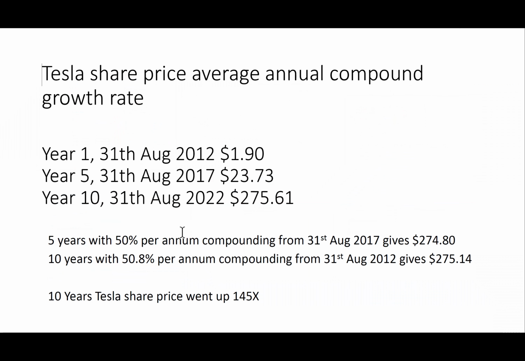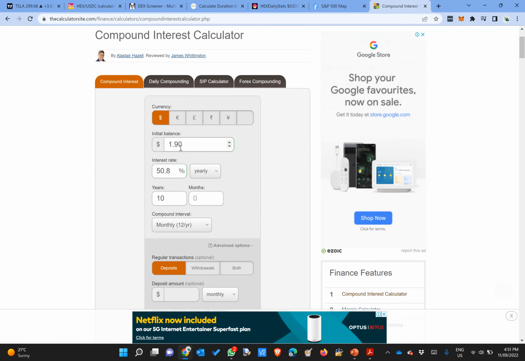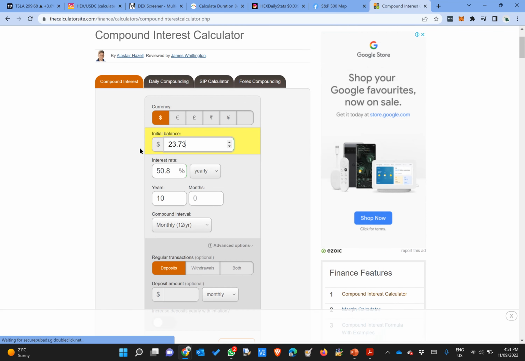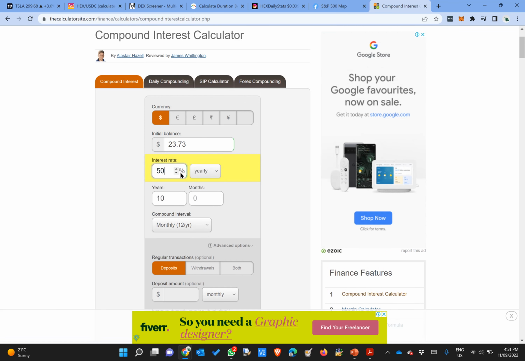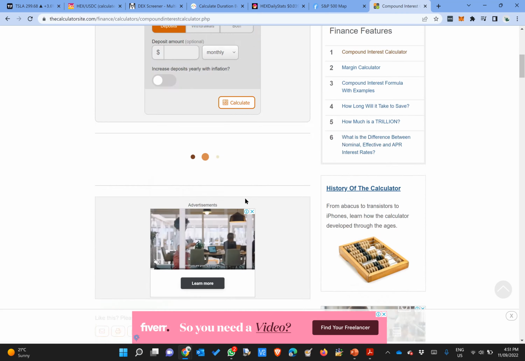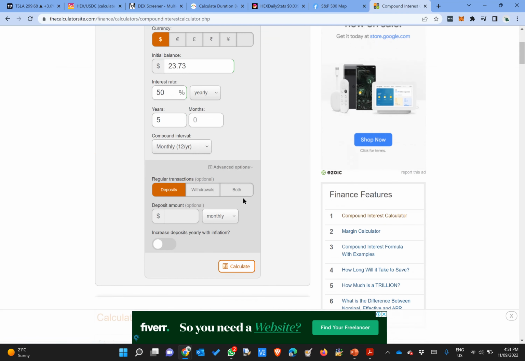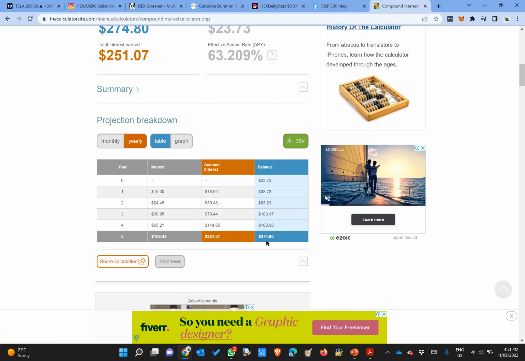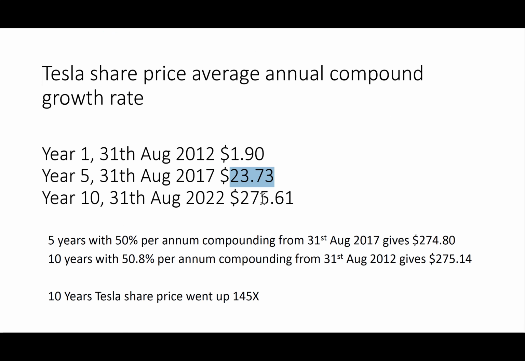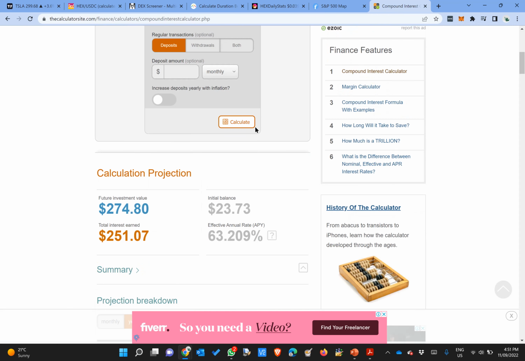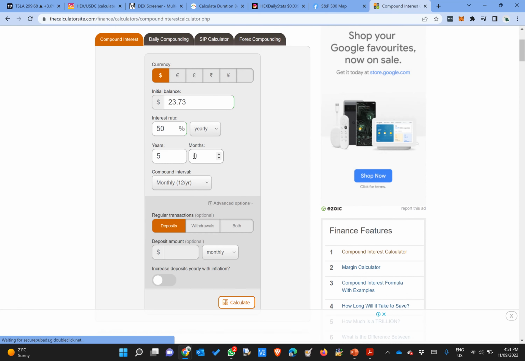Now, if we look at the last 5 years, let's put in 23.73 and see what happened. Okay, let's go 50% compounding every year, 5 years. Calculate. So this is 2017 until now. You see that it comes to 274.80, which is again very close to the current price. So even if you take year 5 to year 10, you are still achieving a 50% compounding annual rate, which is amazing.